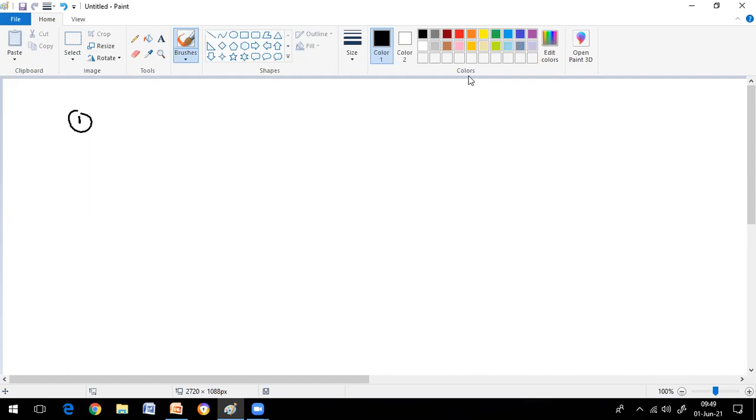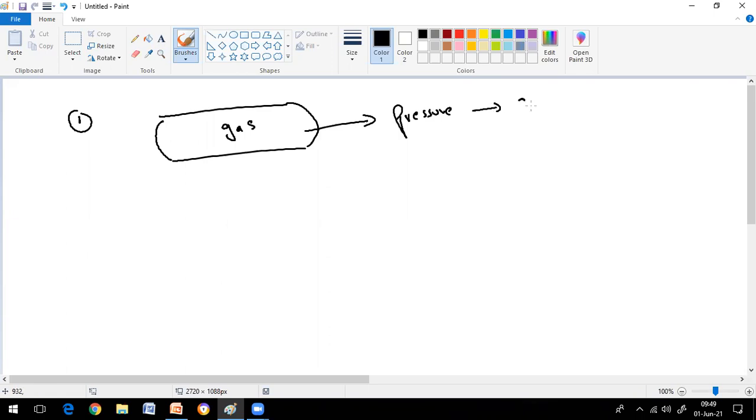Coming to when it is a gas, let us take a cylinder which has a gas inside. The pressure is constant in all the parts of the vessel. In this case, your pressure will be constant. So when a cylinder has a gas inside, the pressure is constant in all parts of the vessel.